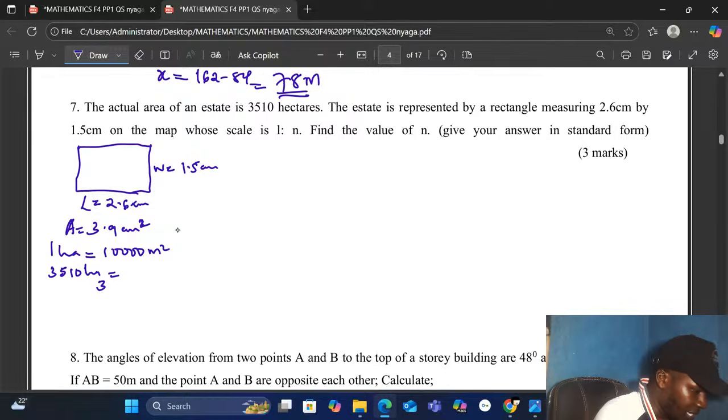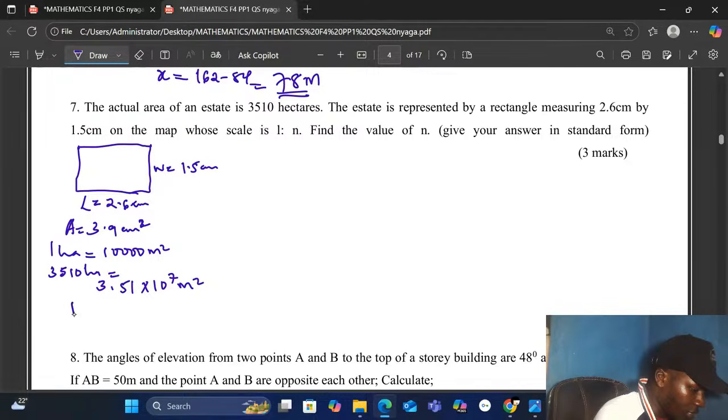That will be times 10,000. So that means it's 3.51 times 10 power 7. When we multiply, we count the number of zeros, 1, 2, 3, 4, 5, 6, plus that one decimal place. We have 10 power 7. That is square meter. That is now the area.